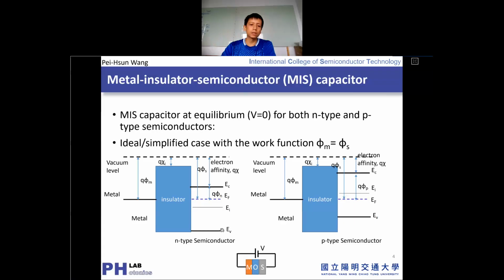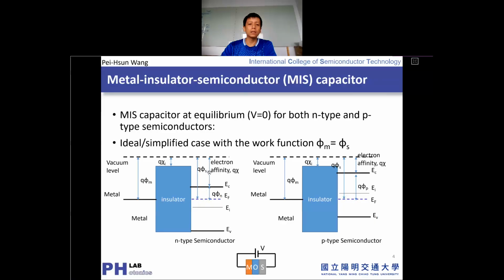For instance, the left figure is the N-type doping and the right figure is the P-type doping. You can see the Fermi level is above the intrinsic level for the N-type semiconductor, and for the P-type one, the Fermi level is below the intrinsic level. So the separations give you the corresponding potential.